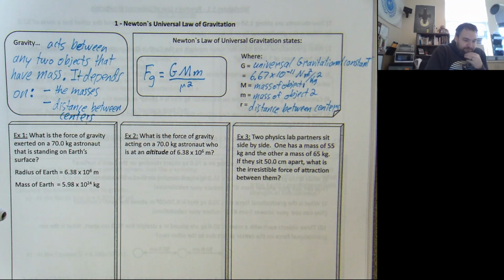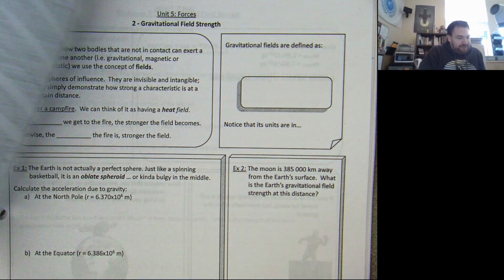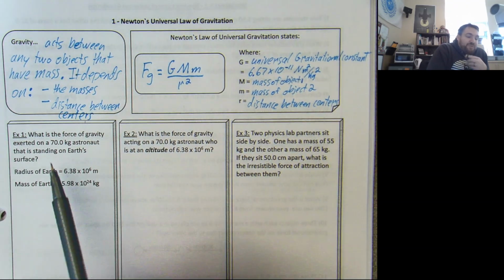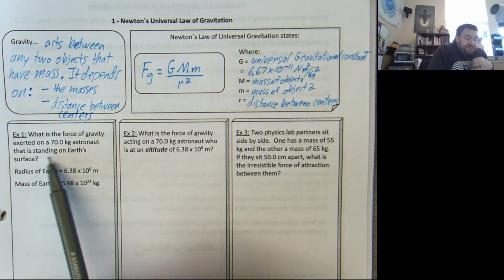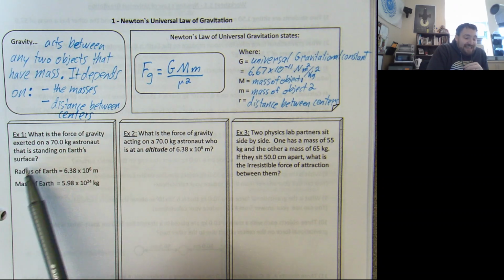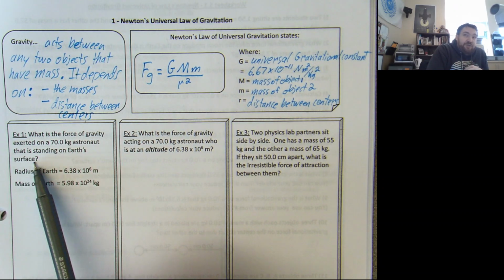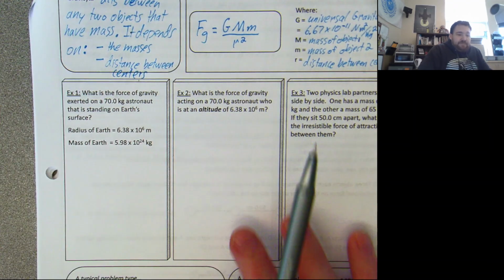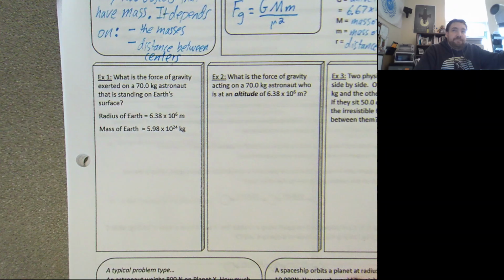So let's do this. Do a bunch of examples, and then I'll set you free to play with this stuff. So first example, the force of gravity exerted on a 70-kilogram astronaut standing on the Earth's surface. So let's zoom this thing in and take a look.